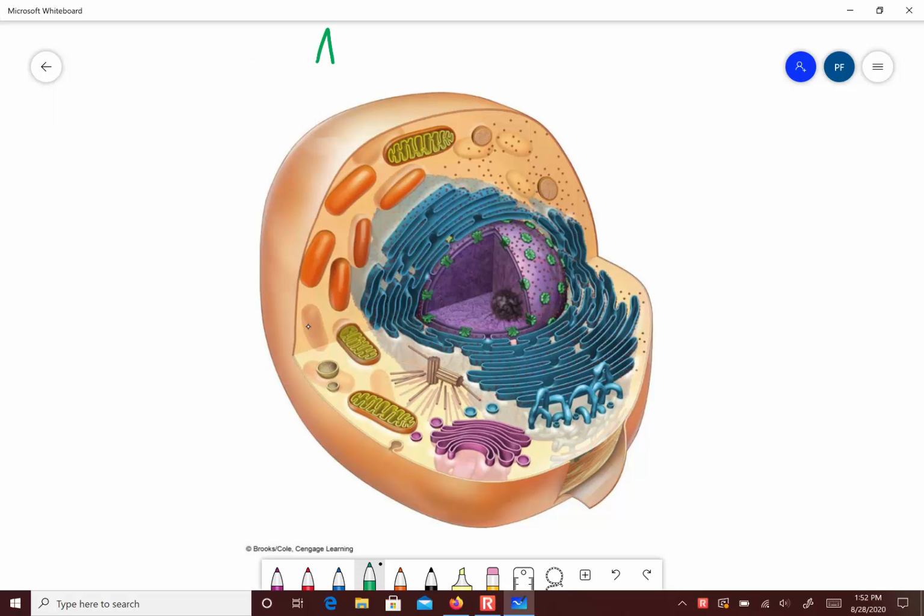Hi class. So this is our picture of an animal cell. Now we're looking at one of our two eukaryotic cells. We're going to look at an animal cell and a plant cell. Notice first thing, we compare this back to our bacteria cell. This has a lot more complexity, right? There's a lot more stuff inside the cell, structure inside the cell. That's one of the big differences between our prokaryotic and eukaryotic cells: how much complexity there is.